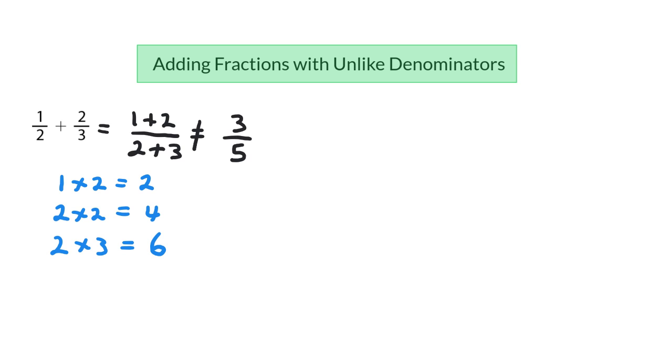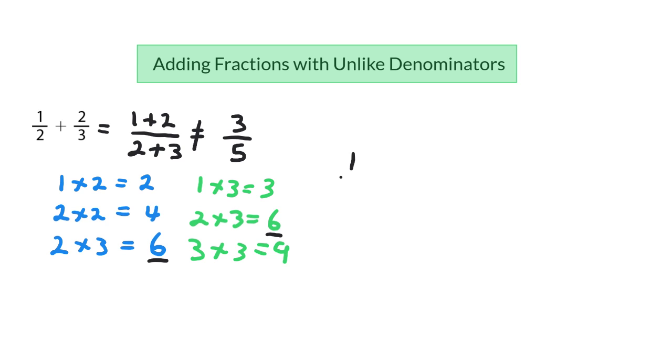Let's find some multiples of 3. 1 times 3 equals 3, 2 times 3 equals 6, 3 times 3 equals 9, and so on. And again, we could keep going. 3 times 4 is 12, 3 times 5 is 15, but we don't need to, because we found the lowest common multiple, which is this 6. So we're going to use this 6 to find our common denominator.